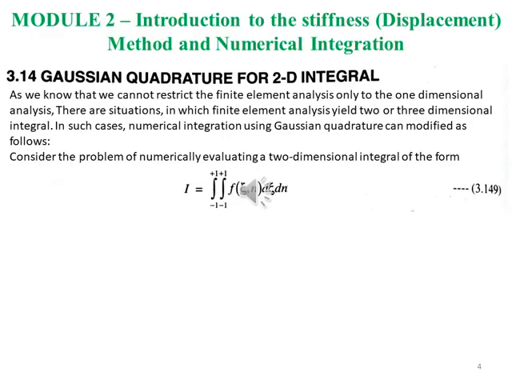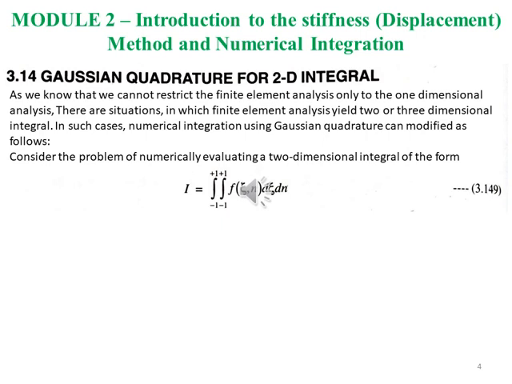We are aware that we cannot restrict the finite element analysis only to one-dimensional analysis. There are many situations in which finite element analysis yields 2 or 3-dimensional integration, or there will be 2-dimensional or 3-dimensional problems. In such cases numerical integration using Gaussian quadrature can be modified to 2-dimensional or 3-dimensional. So we shall see an example wherein a 2D integral is considered.